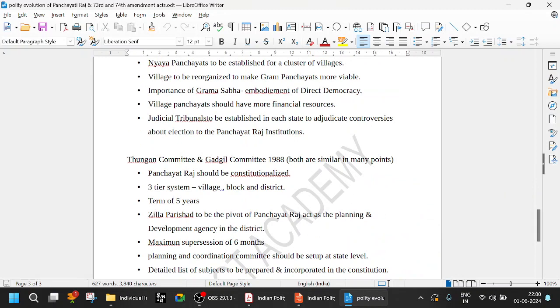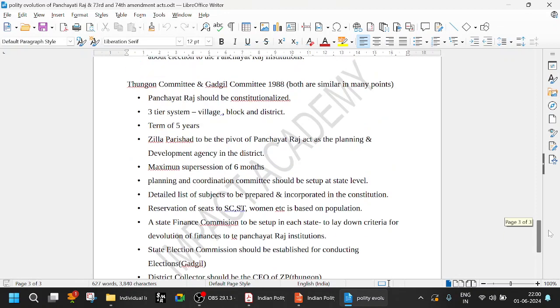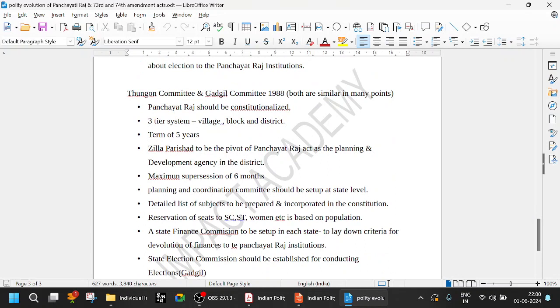They said Panchayati Raj should be constitutionalized. That's why we have the 73rd Amendment Act of 1992. And there should be a three-tier system: village, block, and district. Except the Ashok Mehta committee, more or less everyone said there should be a three-tier system, a term of 5 years, and maximum supersession of only 6 months. That is, after 5 years is over, within 6 months there has to be elections. Reservation of seats for SC, ST, women, etc. A state finance commission to be set up in each state for devolution of finances to the Panchayati Raj institutions. A state election commission should be established.